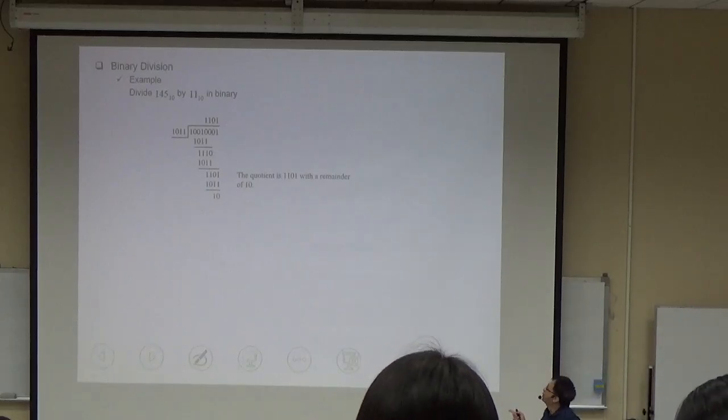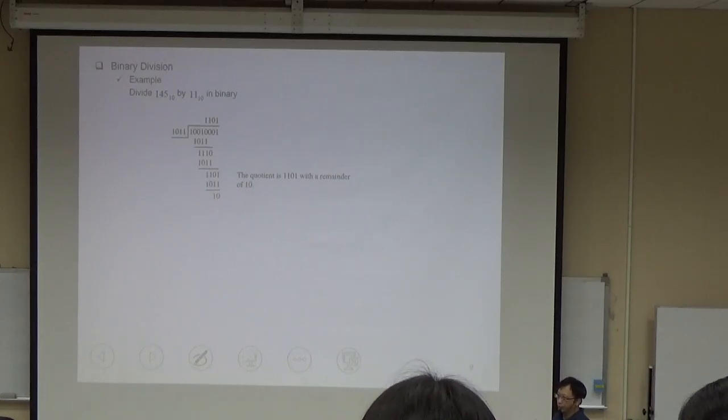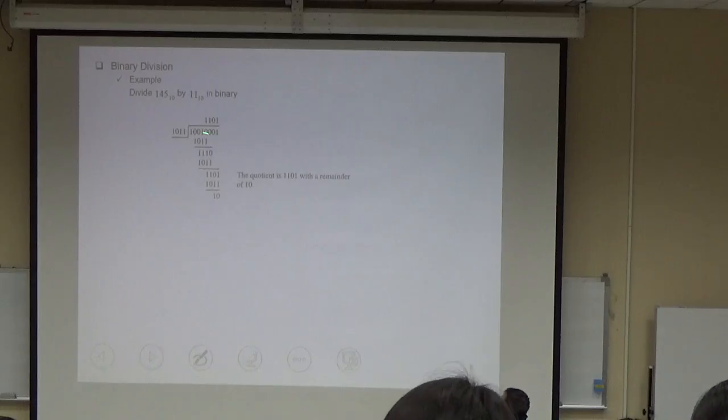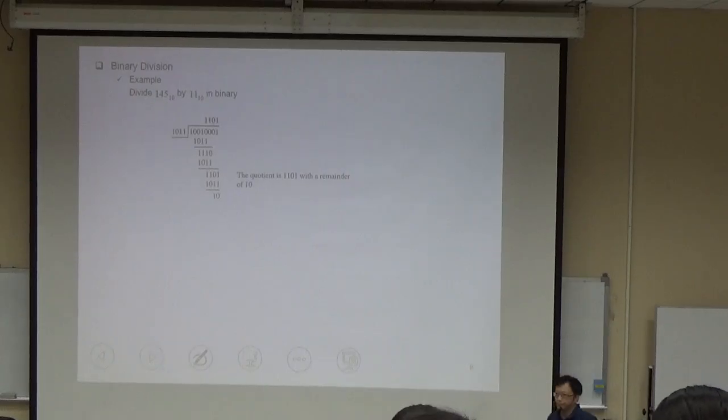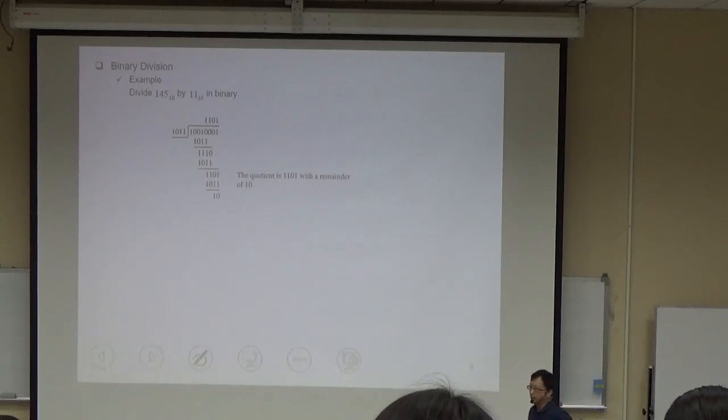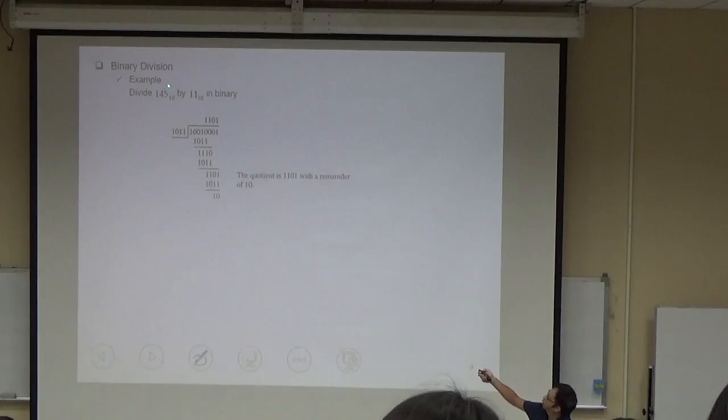Okay. This talks about the division. So in this example, we divide 145 by 11. So how can we work in binary? So we are seeing this right here. And then 145 is equivalent to this binary version.